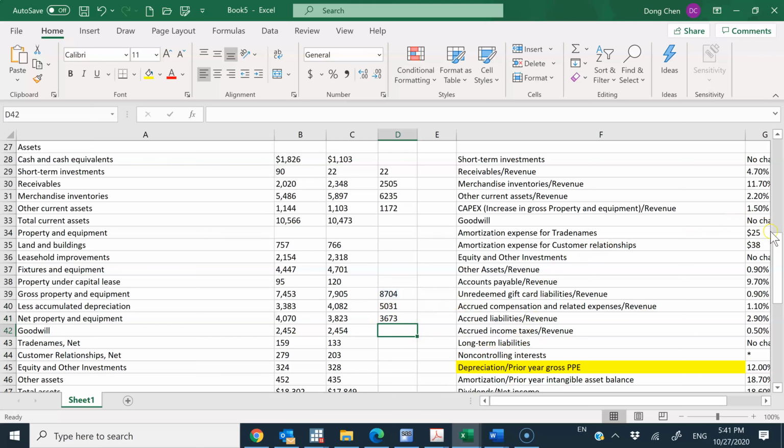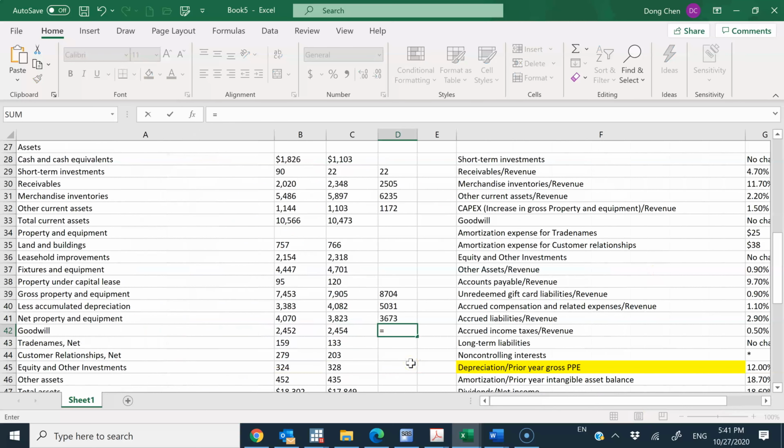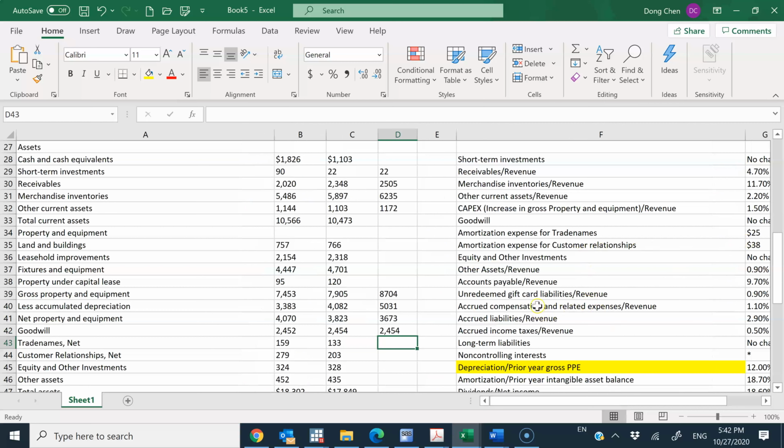And goodwill. So now let's get to the goodwill. Goodwill is assumed there's no change, so we can just use the same amount as last year's. And trade names net. You can see that trade names does have amortization. In general, goodwill doesn't have amortization. There might be an impairment charge, but it doesn't have amortization. And trade names has amortization, which is equal to 25. So we can use that information to get the new trade names net, which is the current net trade names minus this amortization for trade names.